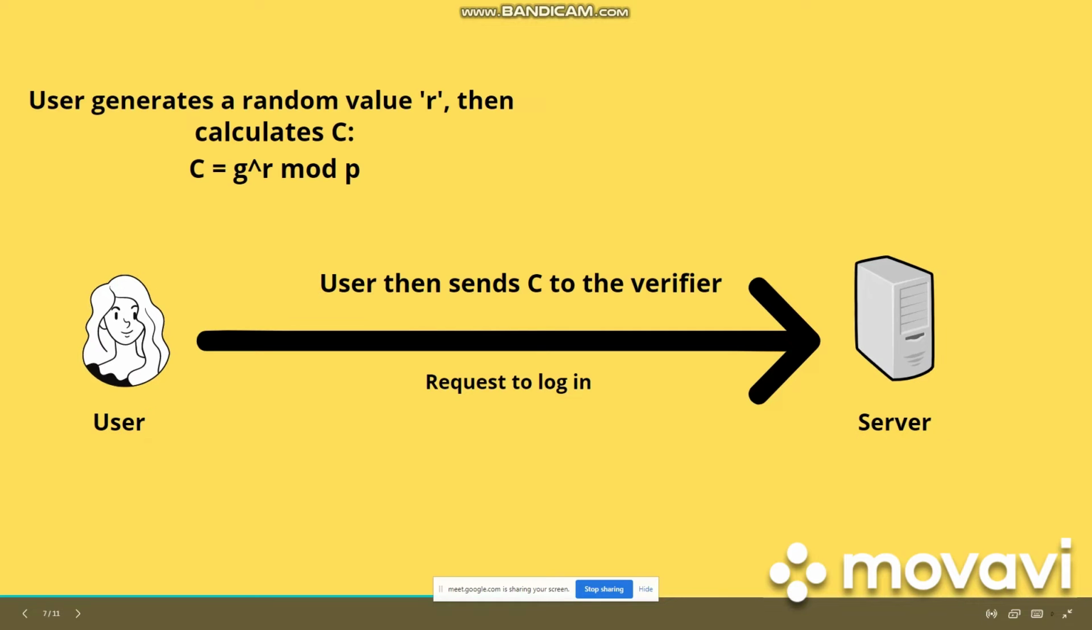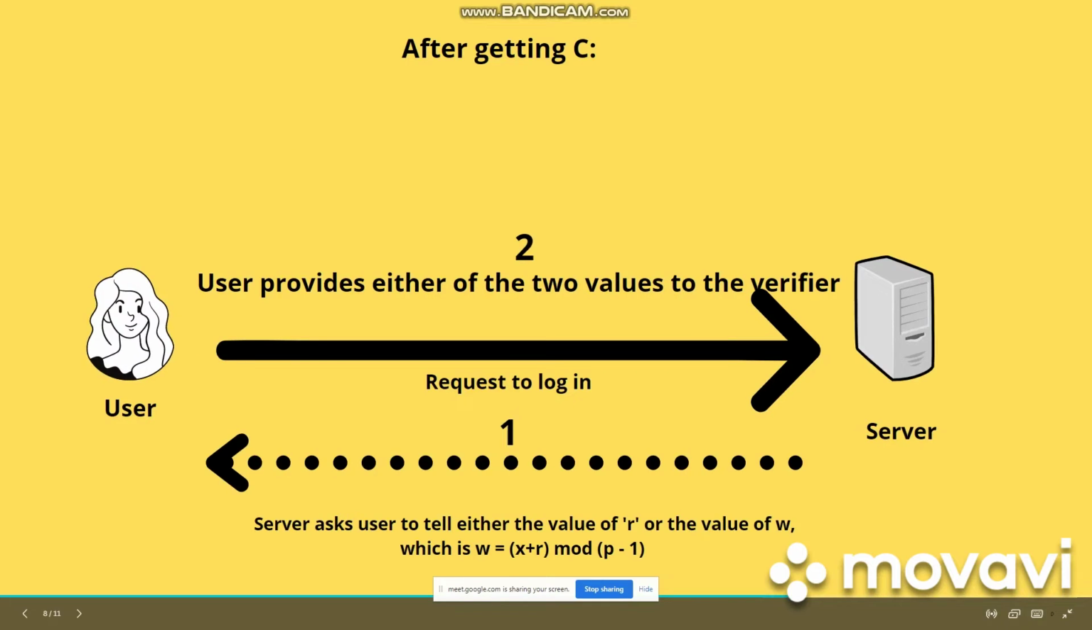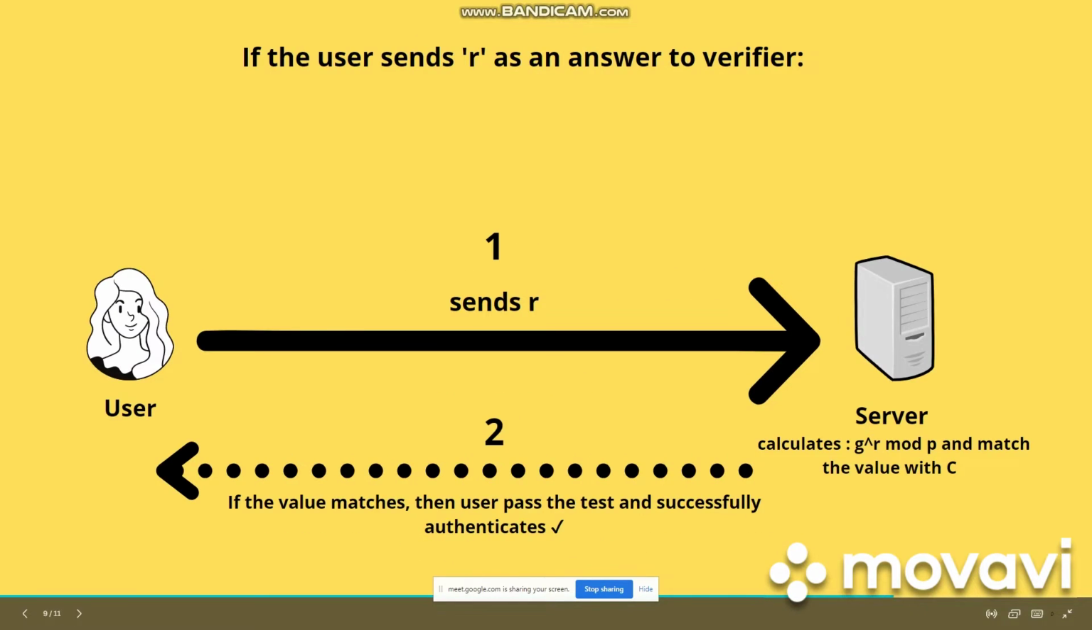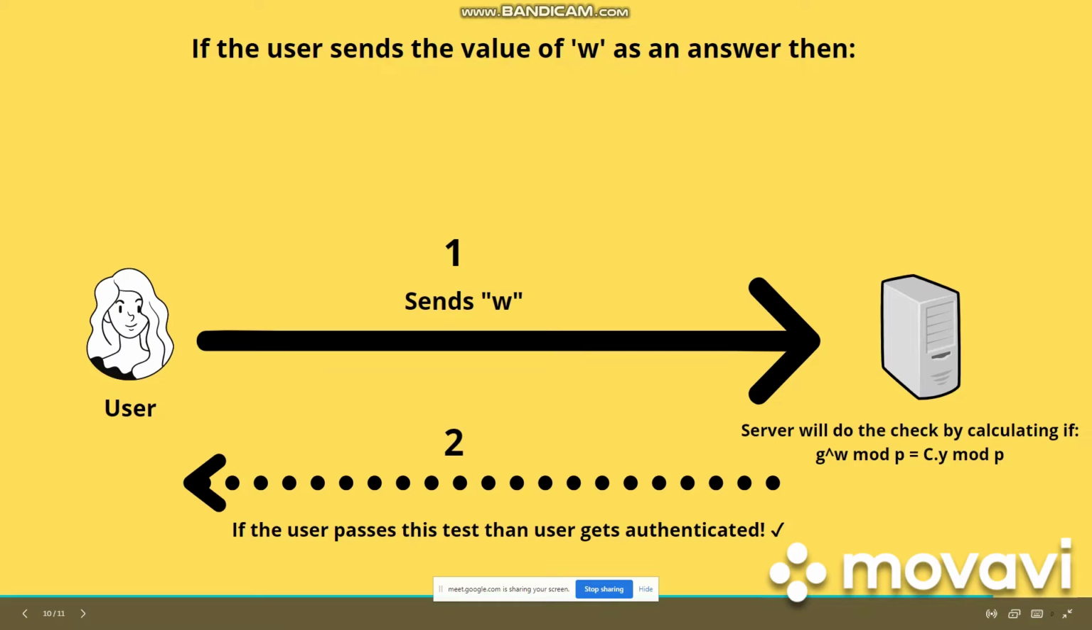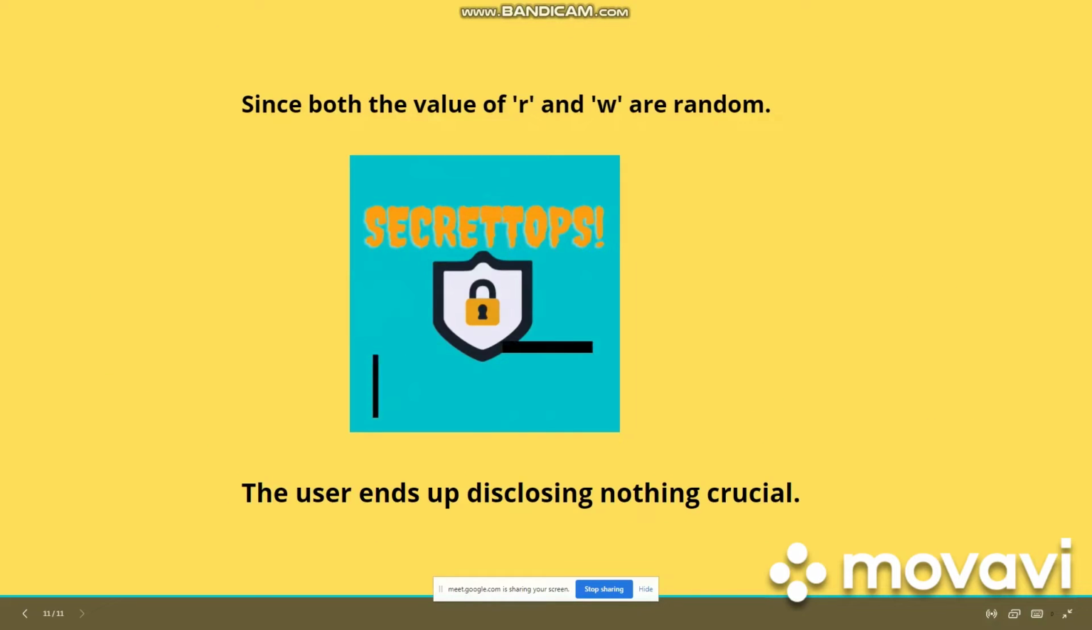Now moving forward, the user sends the value of C to the server, and furthermore, the server requests either the value of R or W, and accordingly, the user sends either of the two values to the server. If the user sends the value of R, then the server runs the calculation, and if the required value matches, then the user authenticates successfully. Same is the concept with the value of W. And since both the values of R and W are random, the user ends up disclosing nothing crucial.